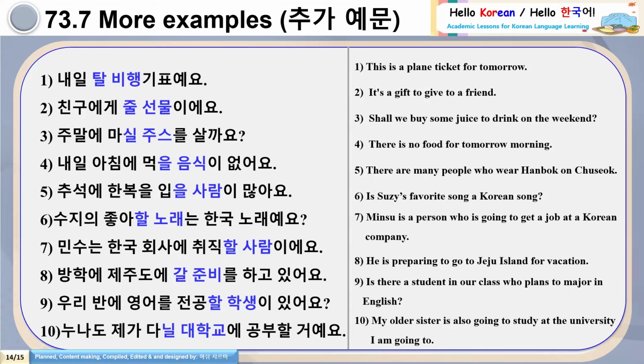Number 3. Chumare mashil jusral salkayo. Number 4. Neilachime mogal umshigi opsoyo. Number 5. Chuso ke hanbokal ibal sarami manayo. Number 6. Suji e chua hal nore nan hanguk nore yeyo. Minsunan hanguk vesa e chwiji khal sarami yeyo.